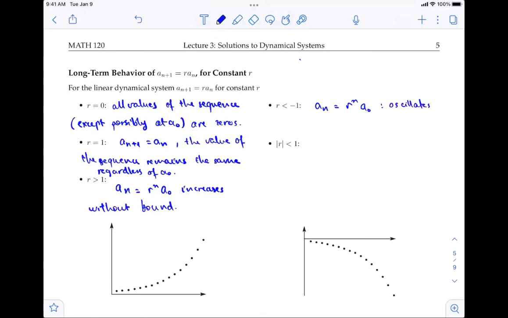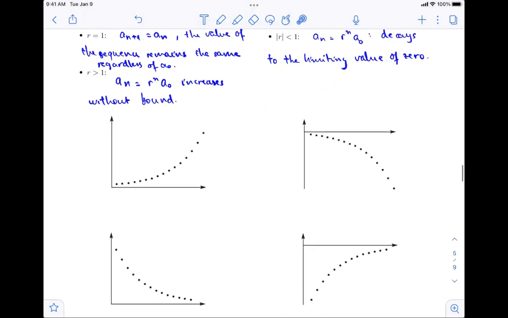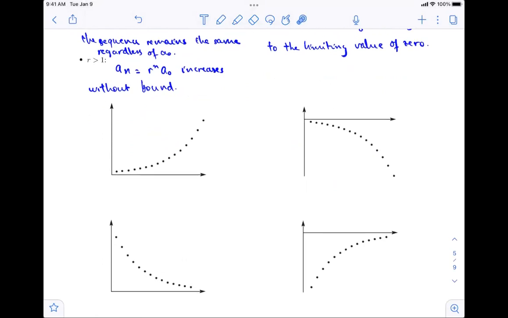Now, when the absolute value of r is between -1 and 1, then you have a sub n equal to, again, r raised to the power n times a sub 0. The value will decay to the limiting value of 0. So this is exponential decay. This is exponential growth.